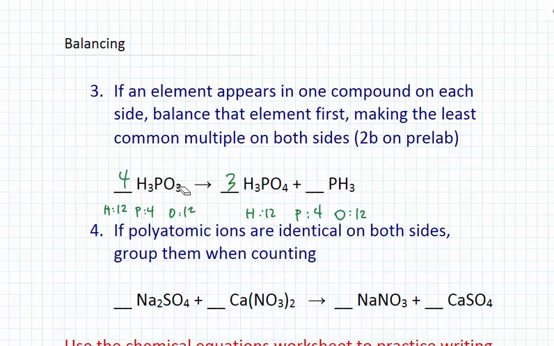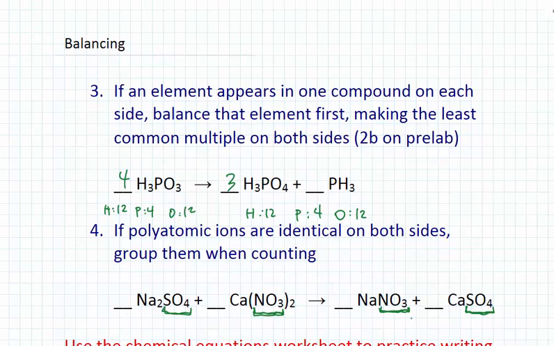Another trick that will save you a tremendous amount of time if your compounds contain polyatomic ions is that if the polyatomic ions are identical on both sides, group them when counting. So for instance, here is sodium sulfate. I have a sulfate ion that also shows up over here. Sulfate and sulfate, okay? Here's calcium nitrate. I have a nitrate ion in here. I happen to need 2 of them in this compound, but that's just because of calcium's charge. I have a nitrate in this compound, okay? So that counts as polyatomic ions being identical on both sides.